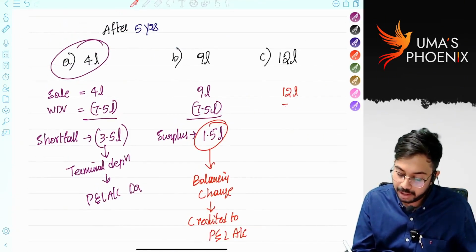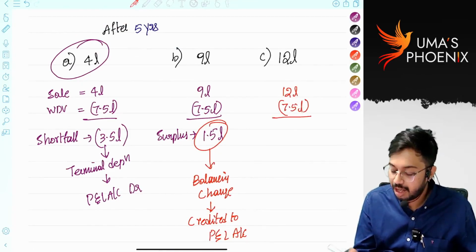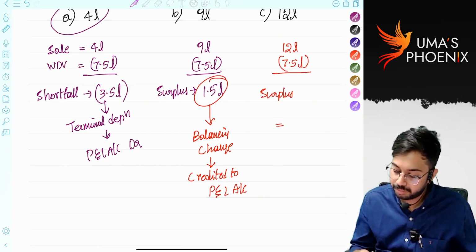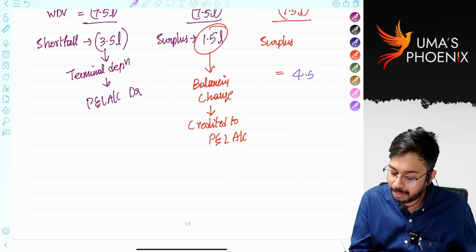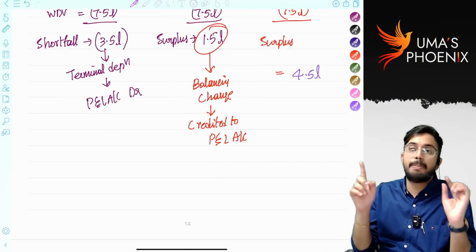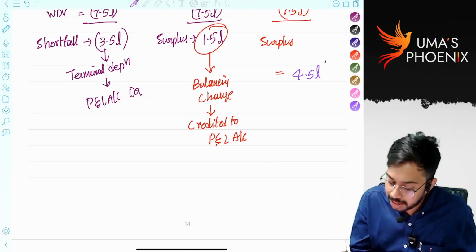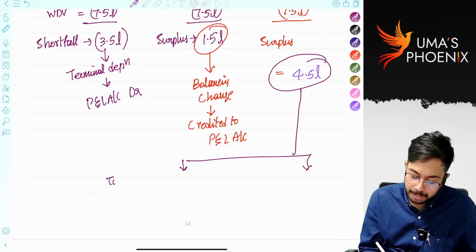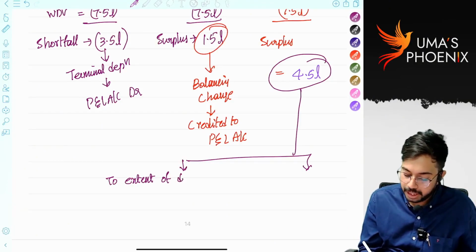Next, case 3, sale value 12 lakhs. Written down value is 7.5 lakhs. How much is the surplus? Surplus 4.5 lakhs. Whatever the surplus is, out of the surplus, to the extent of depreciation claimed earlier. How much depreciation was claimed earlier? To the extent of depreciation claimed earlier. How much?